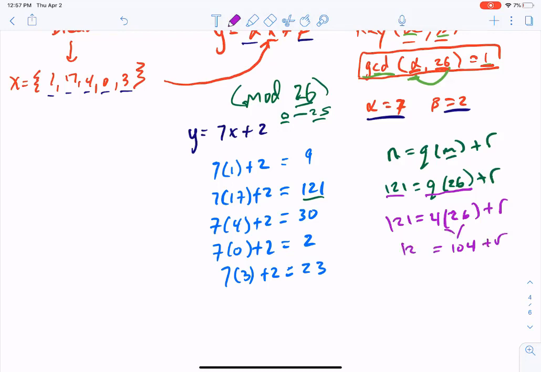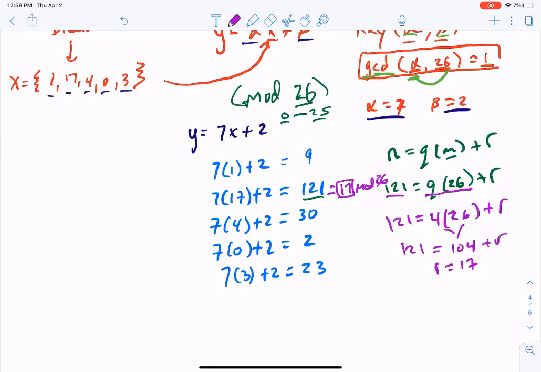So what I have now is I have to find the remainder, and that'll be my mod. Okay, so 121 minus 104, right? That's really the question. 121 minus 104. So that answer is going to be 17. So what I can now say is that 121 is actually equal to 17 mod 26. So 17 is actually the number I'm going to use as the translation for the ciphertext.